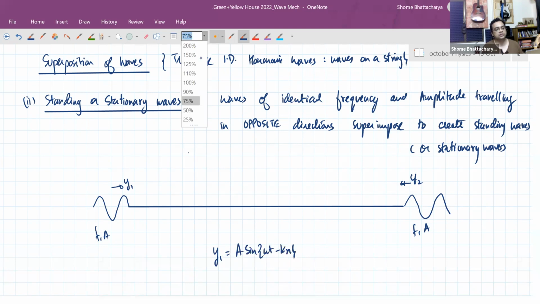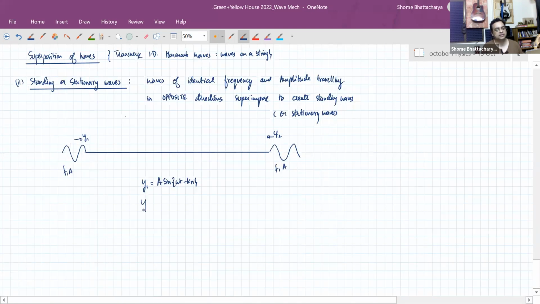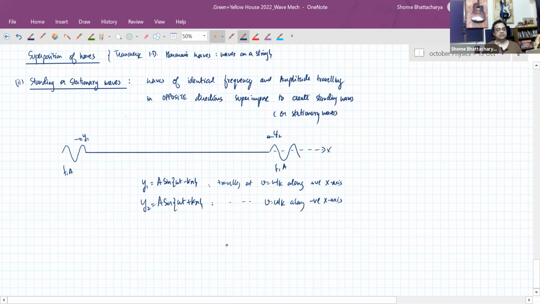We'll keep the phase constant 0 just for mathematical simplicity initially, and then I'll tell you what happens if we have some general phase constants. So this second wave will be omega t plus kx. It's traveling in the opposite direction, along the negative x-axis. The first one is traveling at v equal to omega by k along the positive x-axis, since the sign is omega t minus kx, whereas the second one is traveling at the same v equal to omega by k, but along the negative x-axis, because the sign between omega t and kx in the bracket is positive.